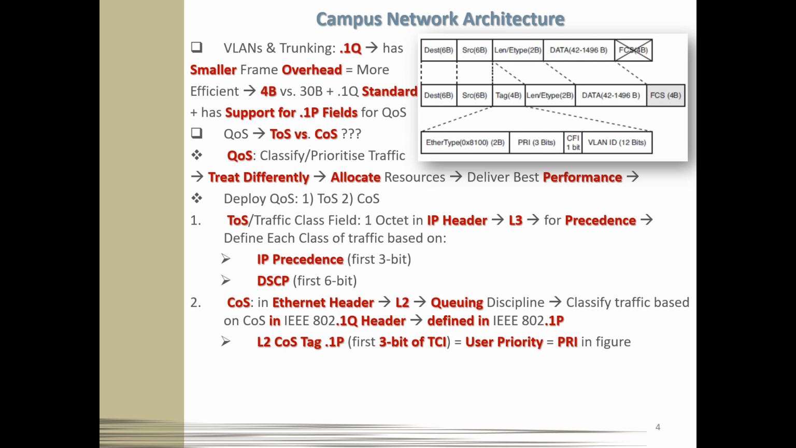If IP precedence is concerned, then the first 3 bits of this byte indicate the precedence. If it's the later version, DSCP, then the first 6 bits of this byte indicate the DSCP value.